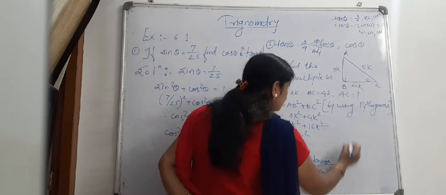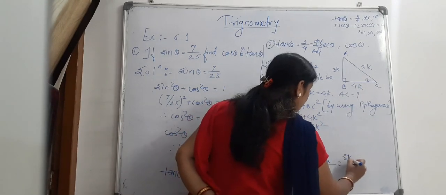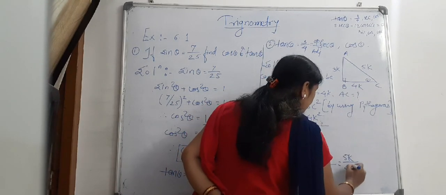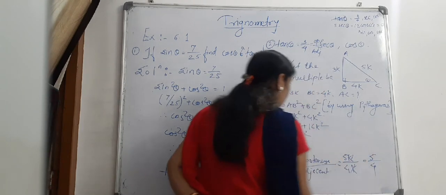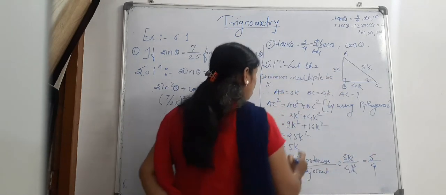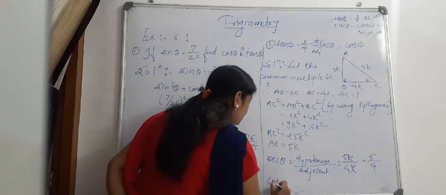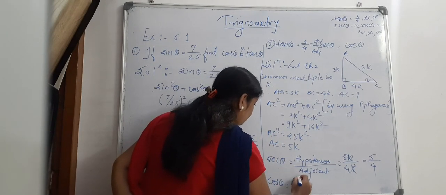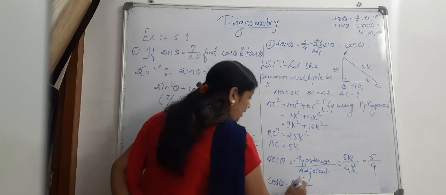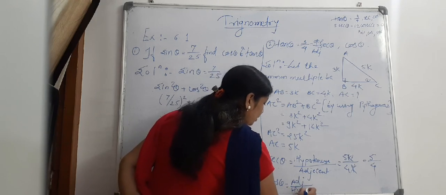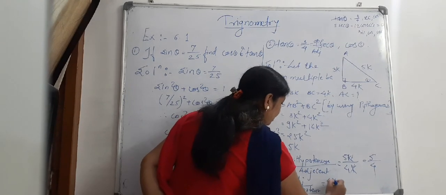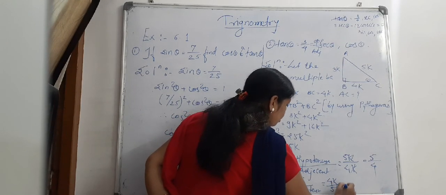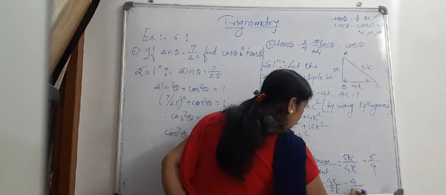Now what is hypotenuse? 5k. And what is adjacent? 4k. K will be cut. What is your answer? 5 upon 4. Then you have to find out cos also. So cos theta, what is your formula? Adjacent upon hypotenuse. Now adjacent is 4k, hypotenuse is 5k. What do you get? 4 upon 5.